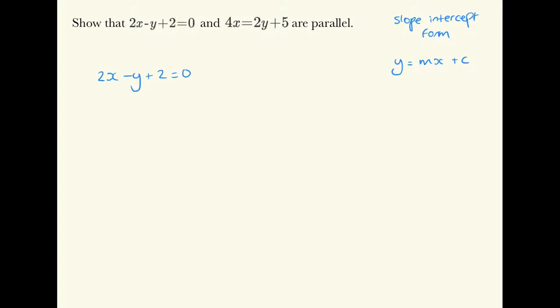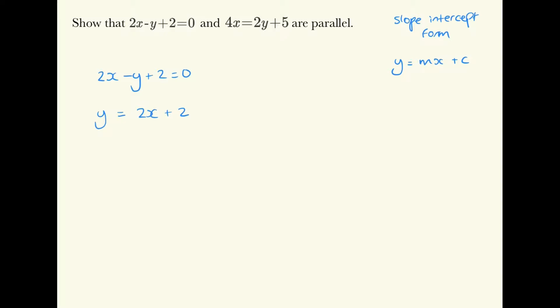So 2x minus y plus 2 equals 0. I'm just going to try and shift across the positive 2 and the 2x. But I can actually see an easier way. If I just move my minus y across to the other side of the equation, then I'll just find out what y is equal to, and that's in slope-intercept form. So let's move our y over. Seeing as it's minus y, if I move it over to the other side, it'll go to positive y, and that's what we're after. So positive y equals 2x plus 2.